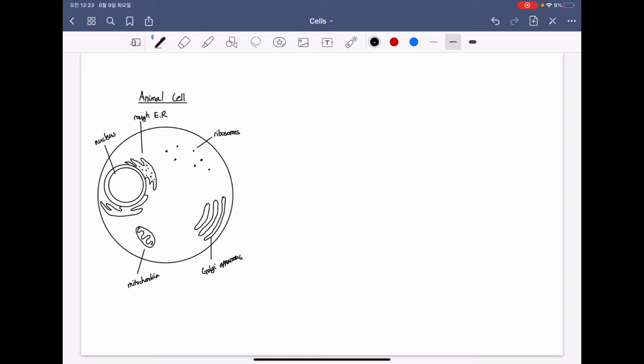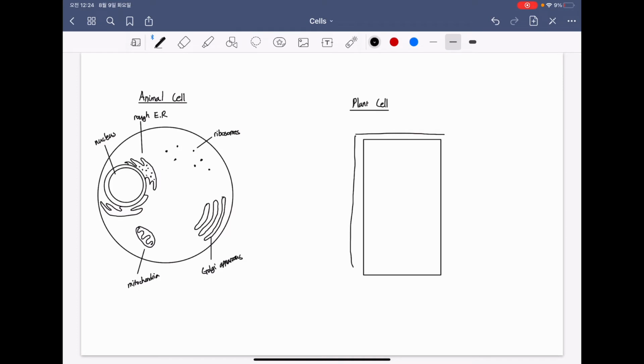And now we'll move on to drawing a plant cell. I'll pick the palisade mesophyll cell because it's kind of an exemplary, the most famous typical plant cell. Of course, like any other cell, a plant cell starts with a cell membrane. But a plant cell has an extra layer, which is the cell wall.